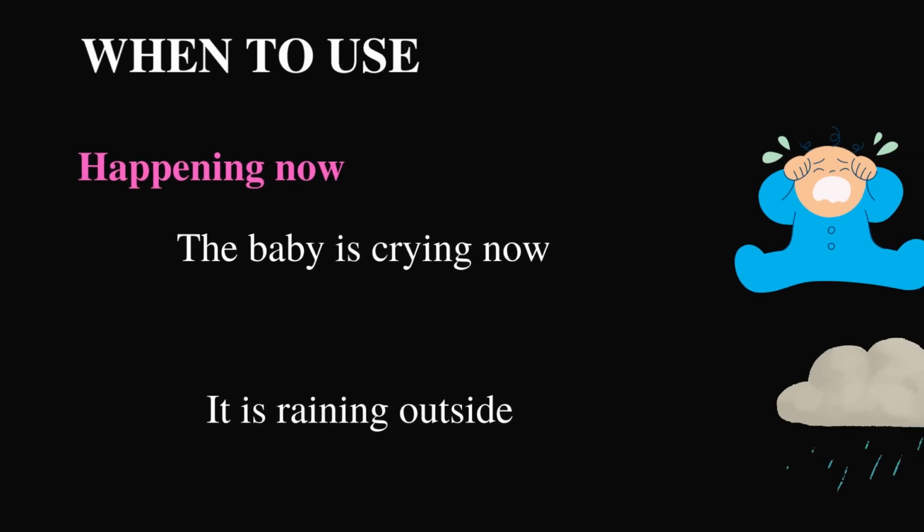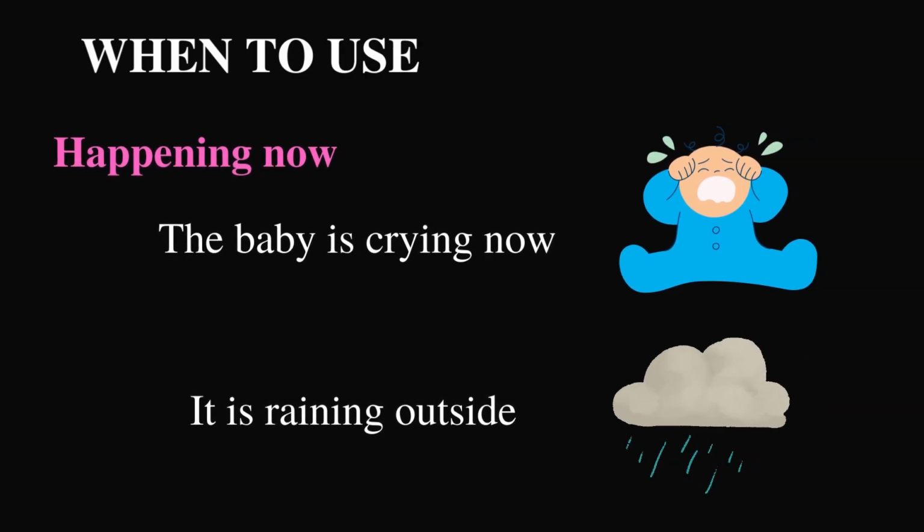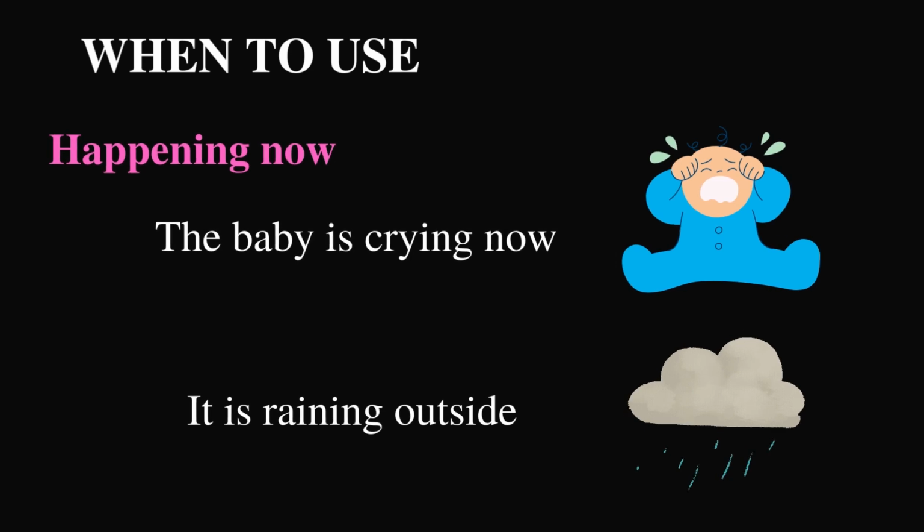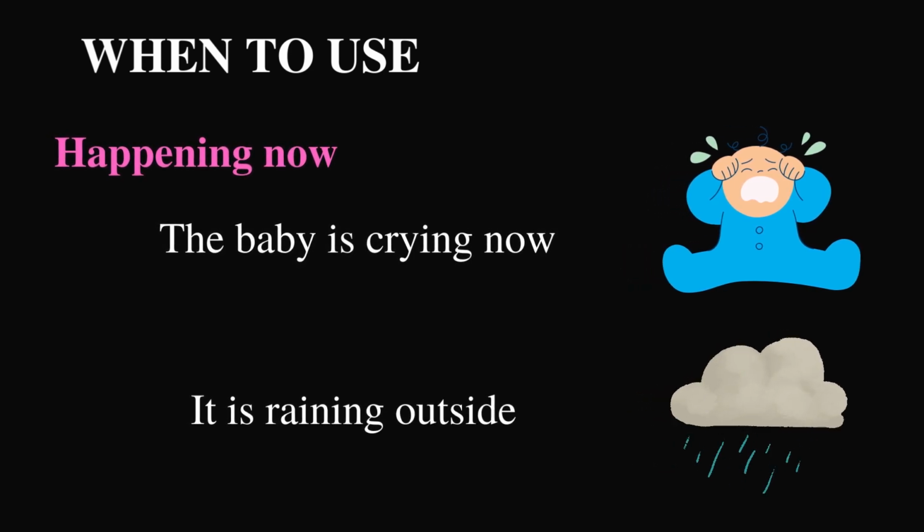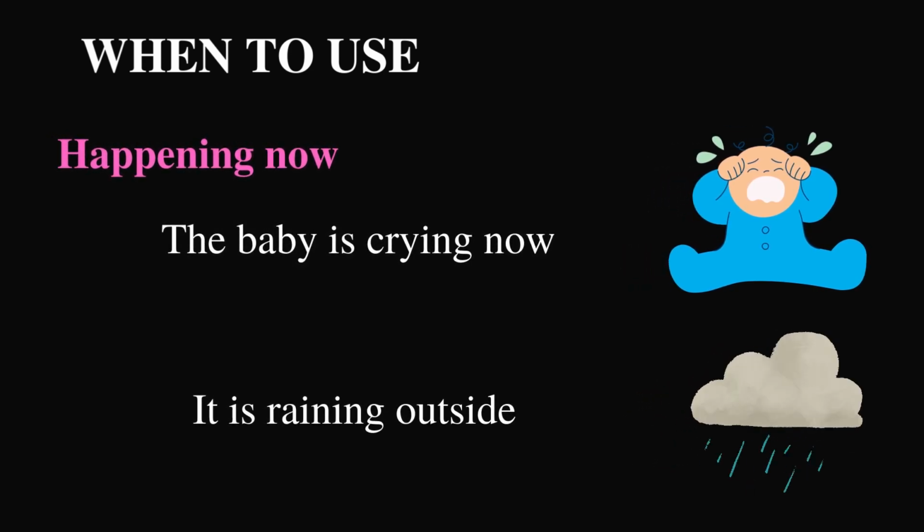Now let's have a look at when to use present continuous tense. We use present continuous tense to talk about something that is happening now. For example, the baby is crying now, or it is raining outside.